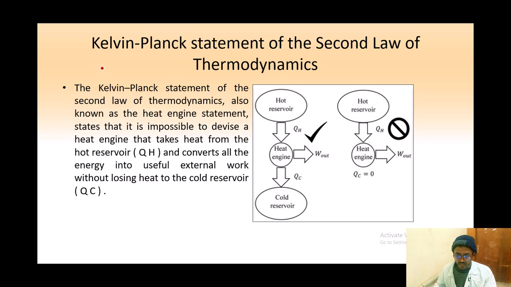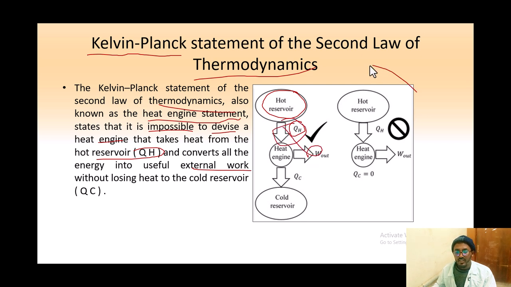Let's see this statement, which is the Kelvin-Planck statement of the second law of thermodynamics. The Kelvin-Planck statement, also known as the heat engine statement, states that it is impossible to devise a heat engine that takes heat from QH and converts all the energy into external work. So we cannot convert all this energy into external work. This is not possible. There is always waste. So this is the Kelvin-Planck statement.